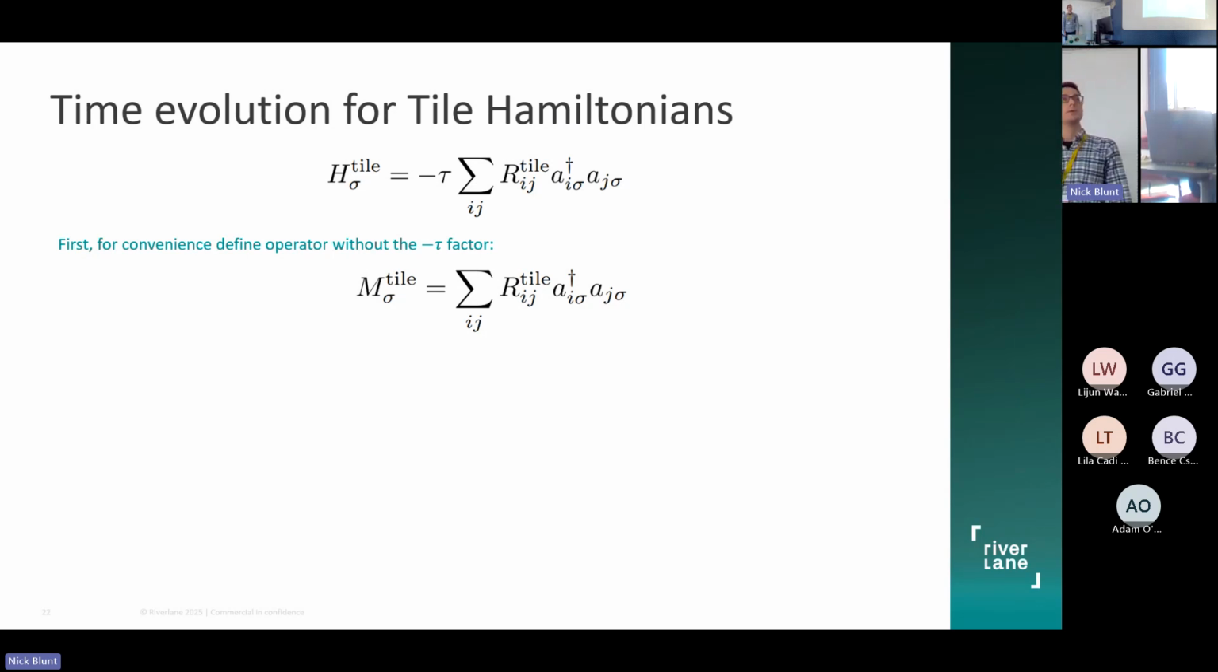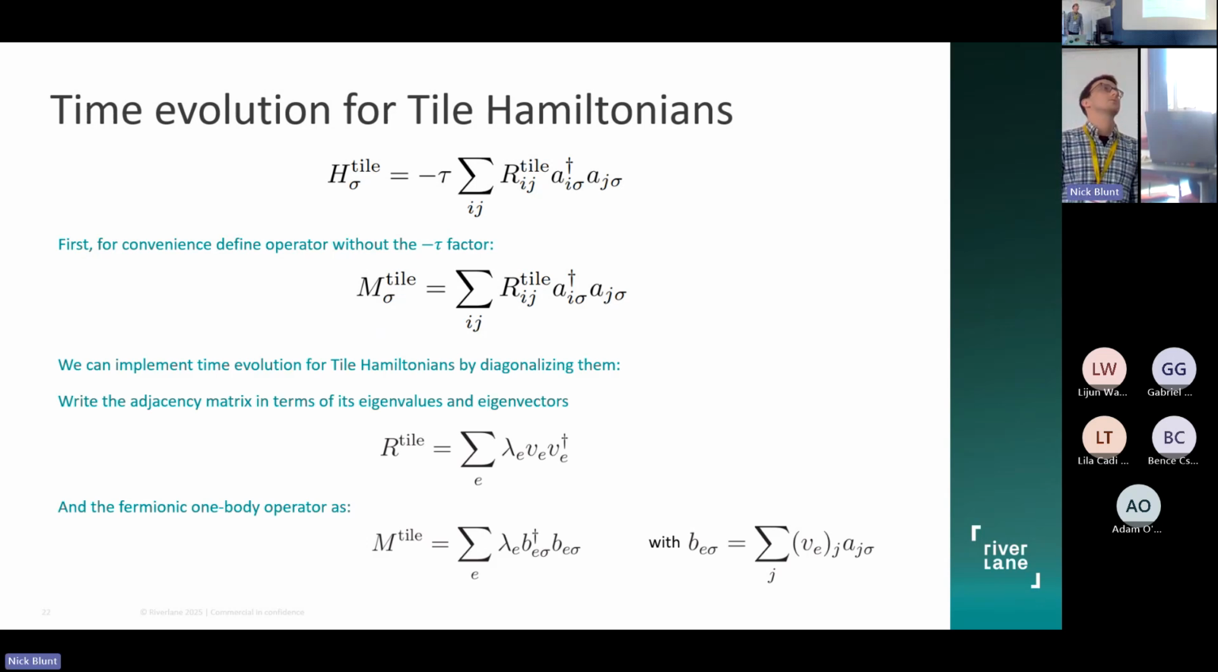And the way that we're going to implement time evolution for this is by first diagonalizing it. So we can write the adjacency matrix in terms of its eigenvalues and eigenvectors. And so this is a real symmetric matrix, so it has real eigenvalues, and we can choose the eigenvectors to be real. And then we can use these eigenvectors to define this transformation of the fermionic operators. So we define some new fermionic operators B in terms of the original ones A. And then we can write this operator M in terms of these new operators, B dagger B.